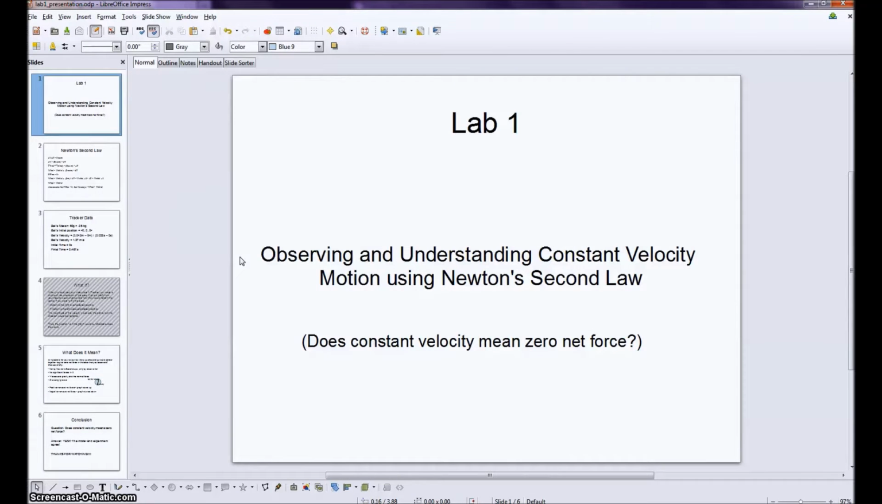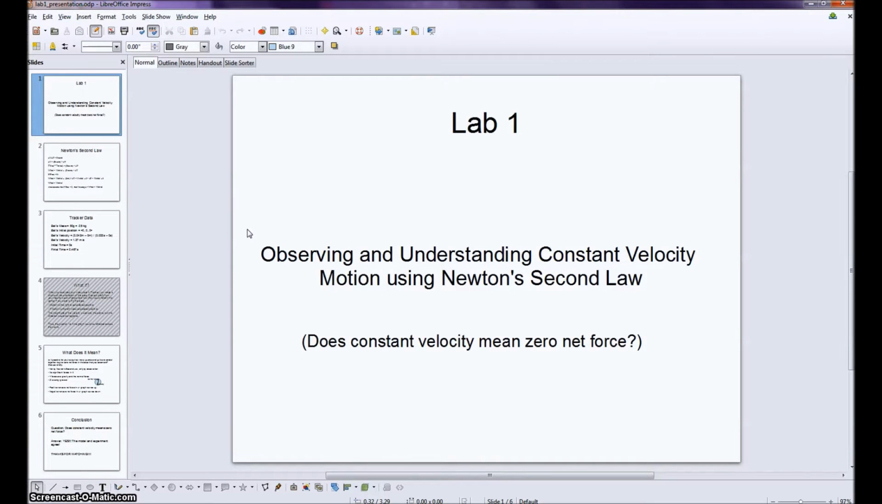Lab 1. Observing and understanding constant velocity motion using Newton's second law, in which I try to answer the question, does constant velocity mean zero net force? In this lab, I observed the motion of a ball rolling across the floor and then created a computer model of that data using Newton's second law, which is also known as the momentum principle.